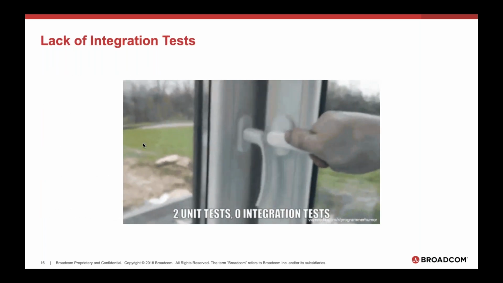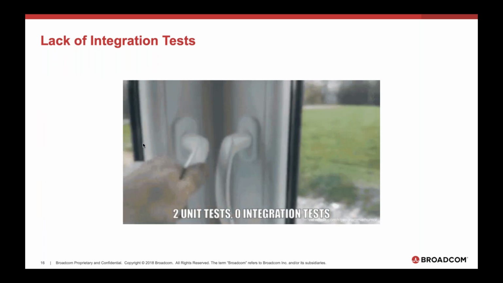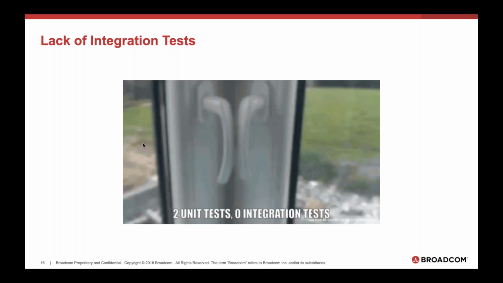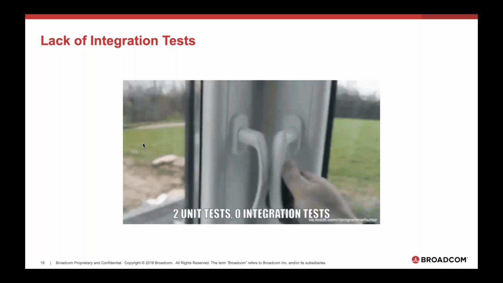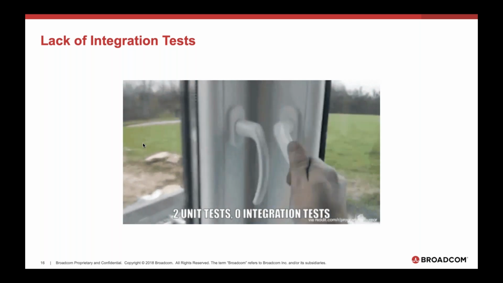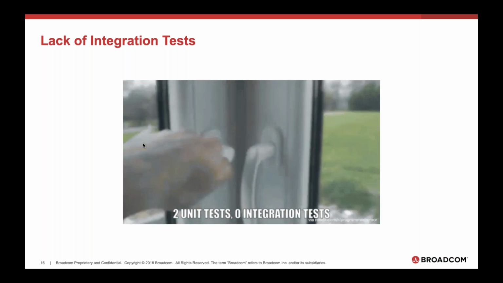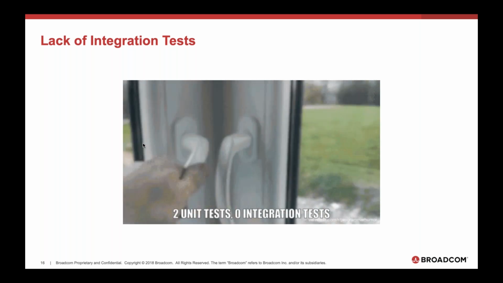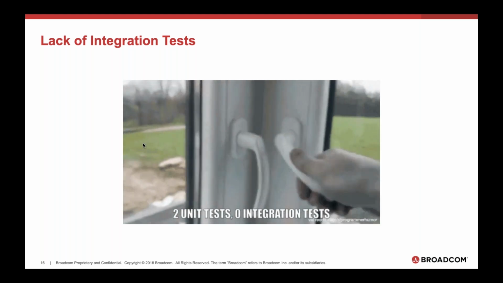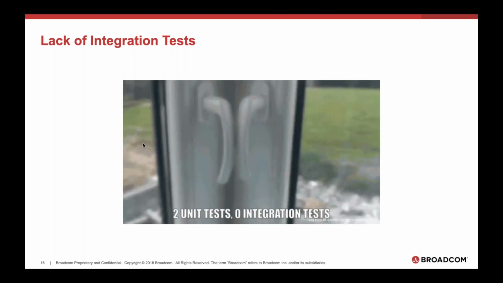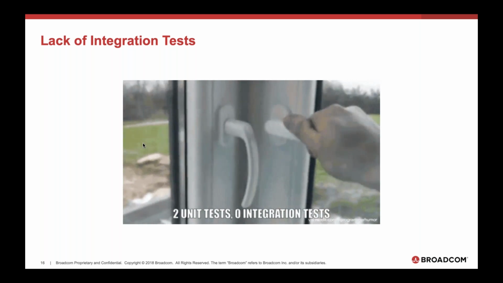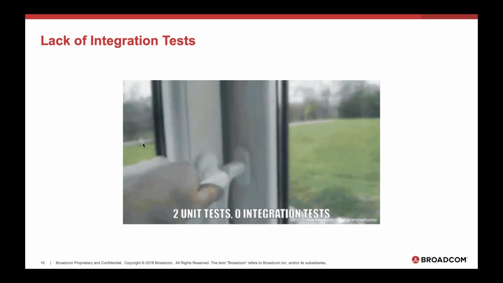Now, just quickly, just to point out the importance of integration tests here. In this image, we're showing what would happen if only unit tests were created and written and run, and integration tests were never performed. This is what could happen, where those two doors were tested to function, the handles were tested to function individually, but nobody actually tested them working together. So this is what could happen.